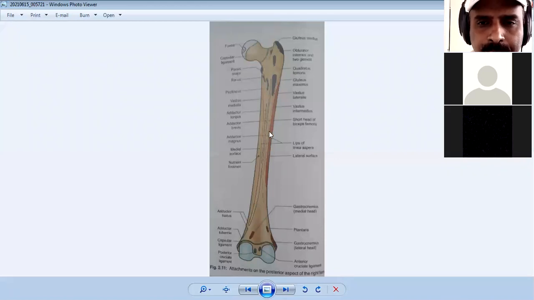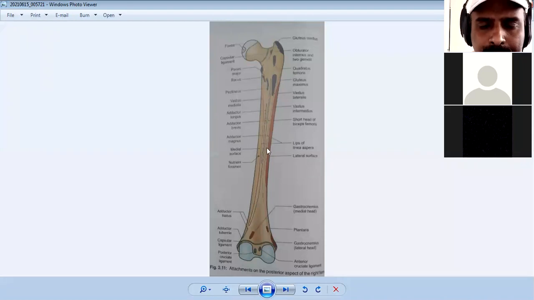One point you have to remember in the middle one third of the shaft of the femur is the posterior border. The posterior border of the femur is rough, ridge-like and prominent. This roughened, ridge-like, prominent posterior border at the middle one third of the shaft is what we call the linea aspera. So you have to remember: linea aspera.